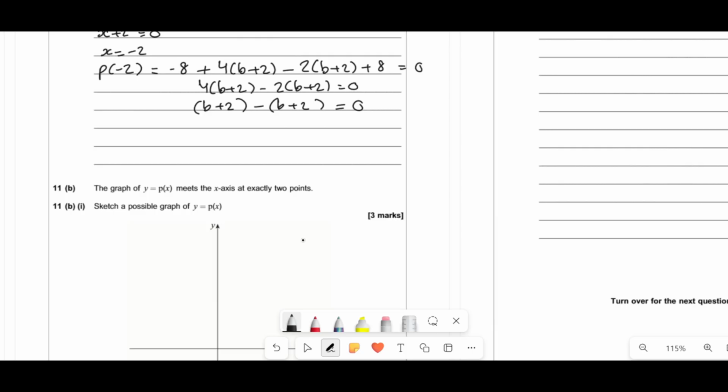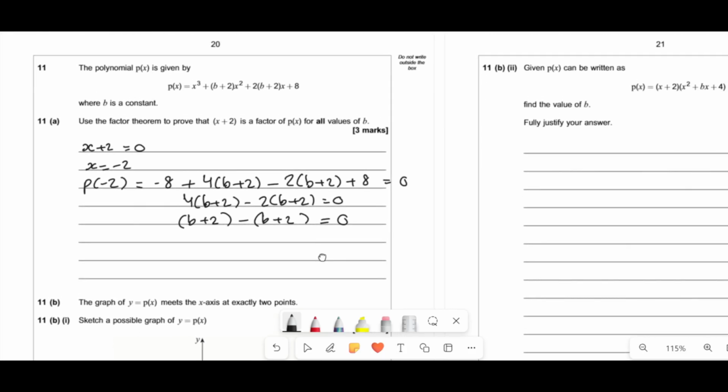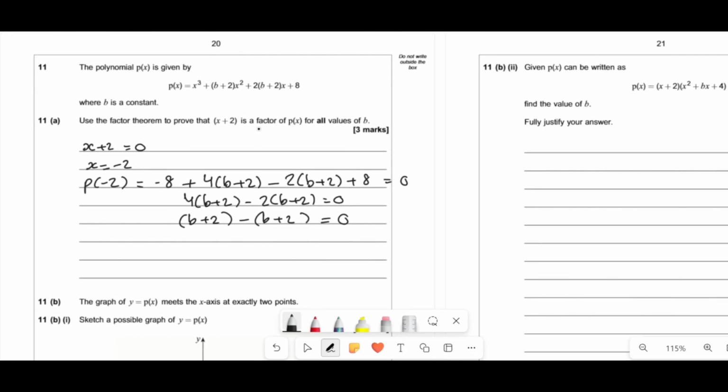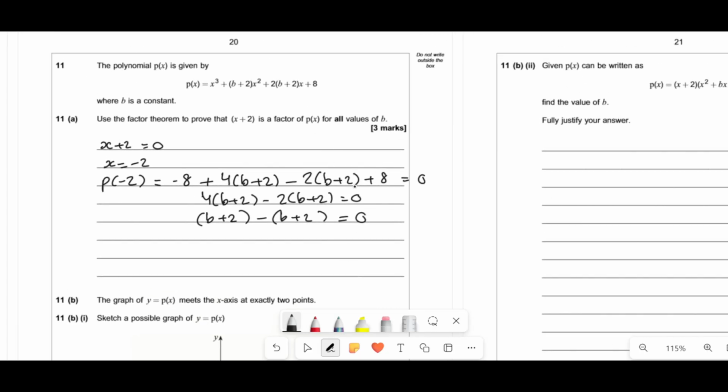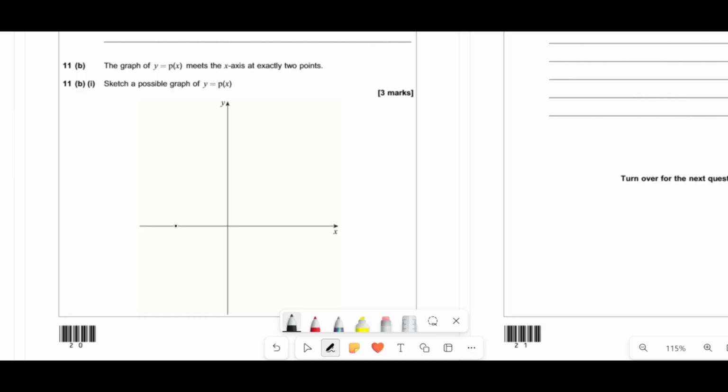Now it says the graph of y equals p(x) meets the x-axis at exactly 2 points. Sketch a possible graph of y equals p(x). So first off, they've told us that x plus 2 is a factor, so that means one of the roots of it is minus 2. So that means that if I put minus 2 into this, I get 0 out, which means the y coordinate would be 0. So we've at least got 1 there.